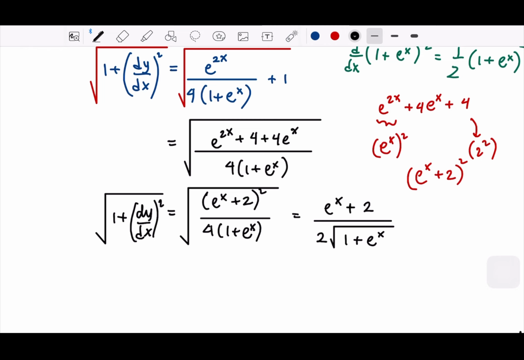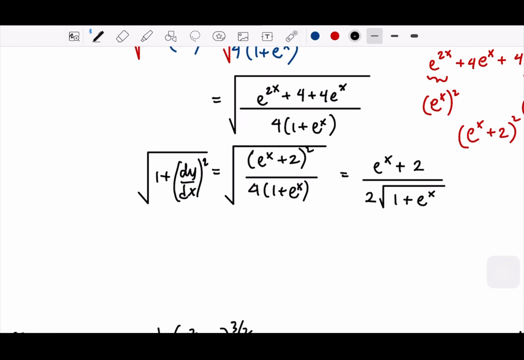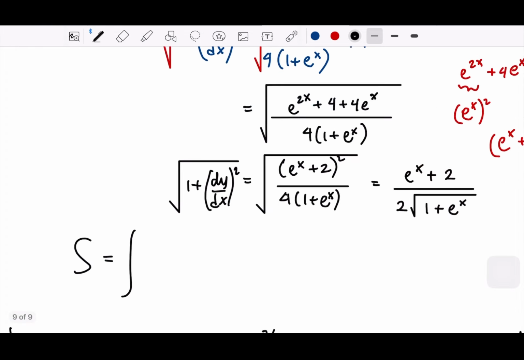And you will see that this is the same function as we had in the original question, and we need to multiply this. You will see that it will cancel, right? So let me write the integration from what? 0 to 1.